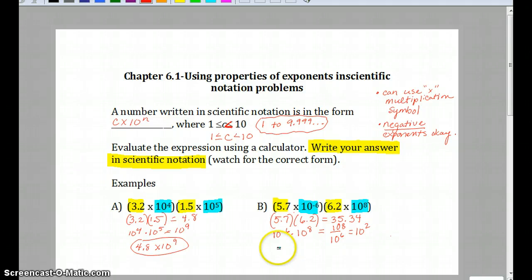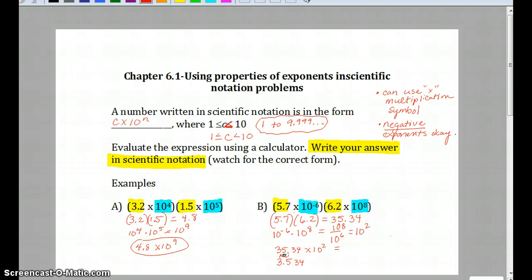Now here's where you have a bit of a problem. 35.34 times 10 to the 2nd is scientific notation, but not correct form. You cannot have a 2-digit number right here. It has to be 3.534, which means the decimal has to move back 1 place.